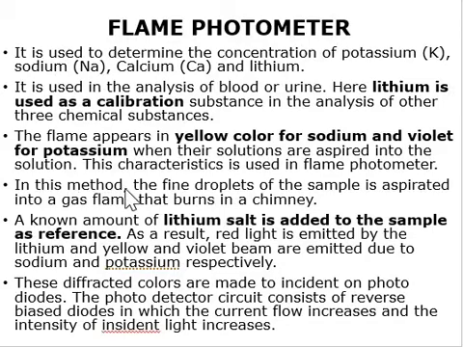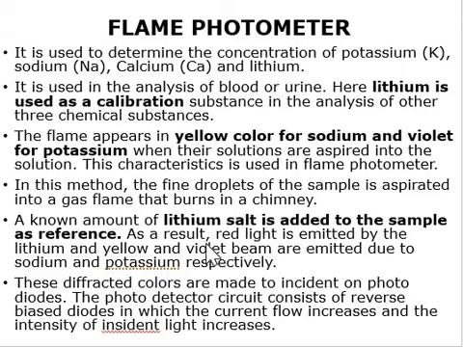In this method, fine droplets of the sample are aspirated into a flame that burns in a chimney. The chimney is a burning arrangement. Then a known amount of salt is added to the sample as a reference, and as a result, red is emitted by lithium, and yellow and violet are also emitted due to the sodium and potassium.